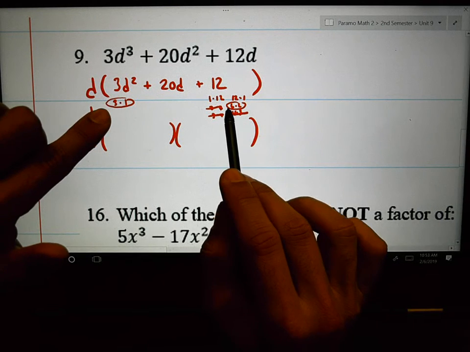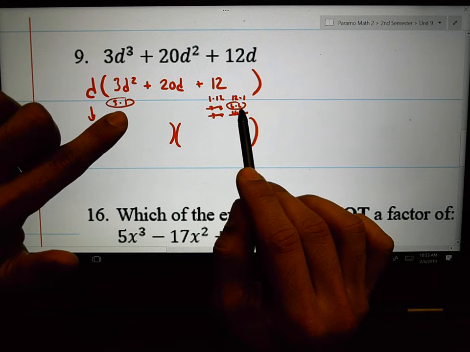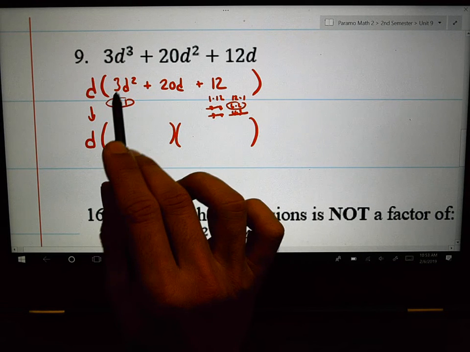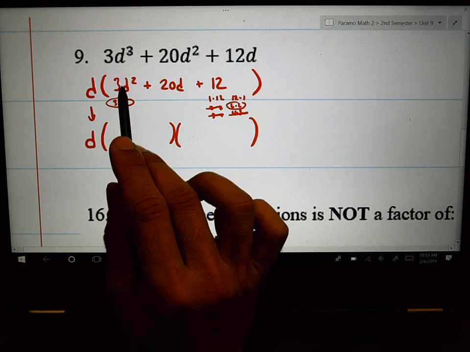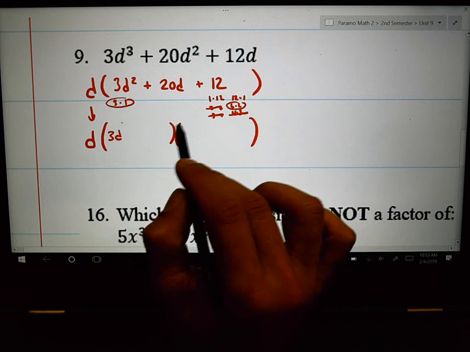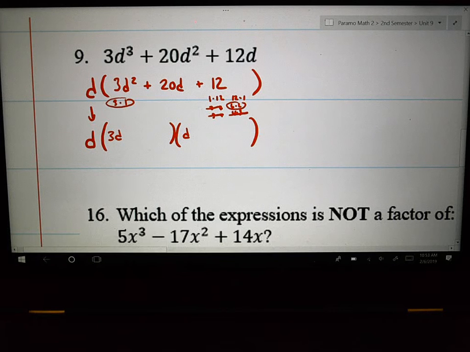Left number times left number. Right number times right number. And what does that add to be? So now that means I want to split this left piece up into the 3 and the 1. I'm going to put 3D. Don't forget the variable. The 1D, I don't need to write the 1. This is 3D, and that's the 1D.